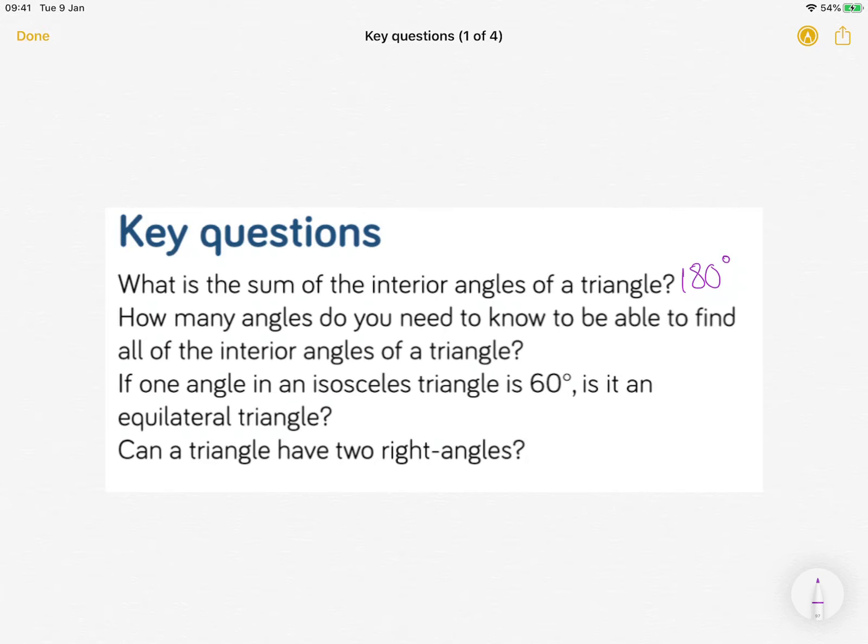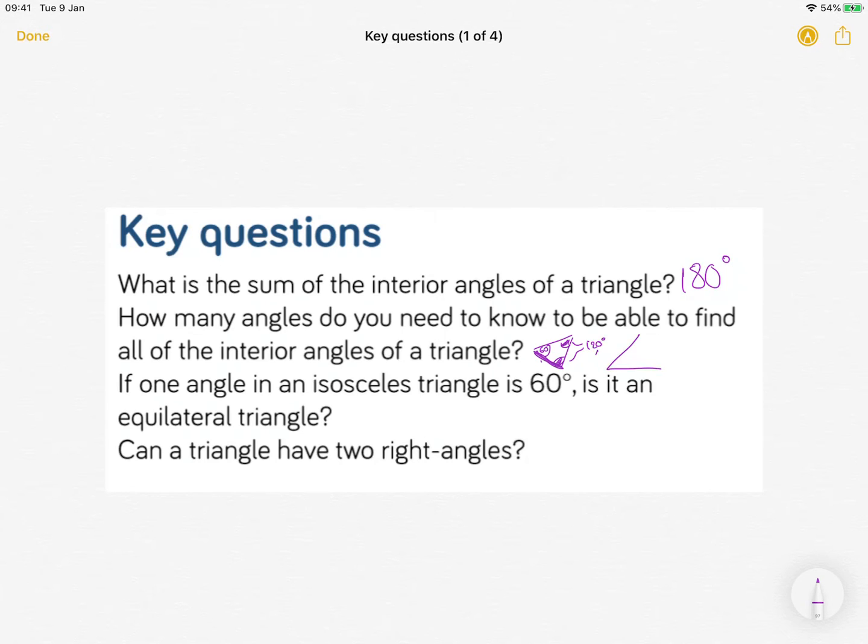How many angles do you need to know to be able to find all the interior angles of a triangle? Well, it depends what the triangle is really, because if it's a scalene, then if I knew one, say it was 60 degrees, then I can't say what the other two are, because I know they must add, so both of these, let's colour them in, would add to 120 degrees. Where have I got that from? Well, I know that 60 add 120 is 180, but I couldn't say for definite what they are.